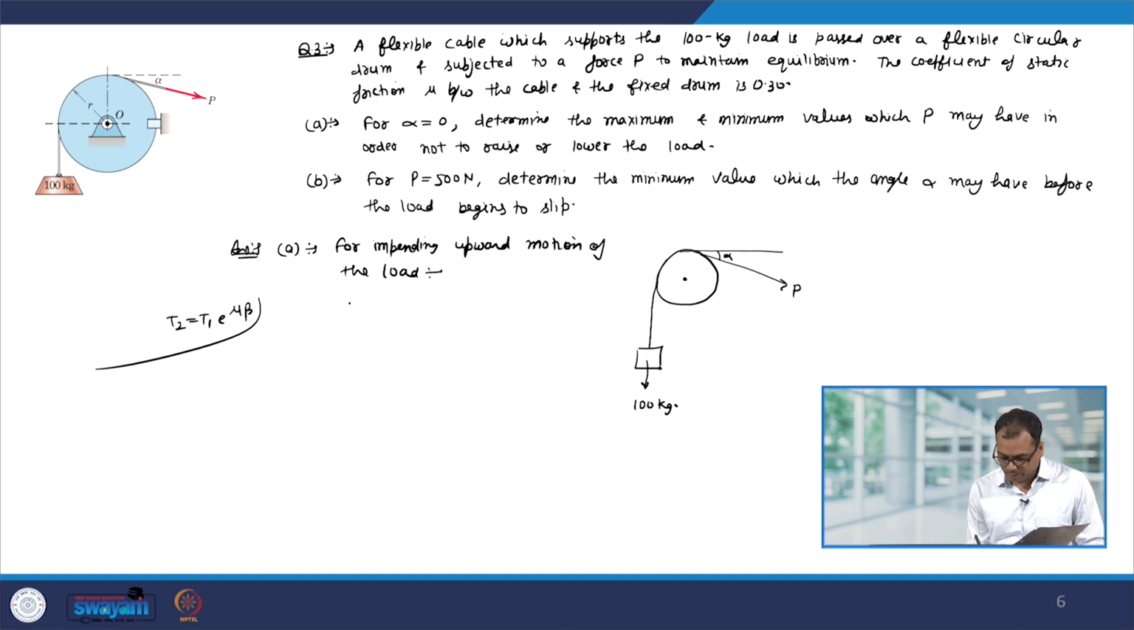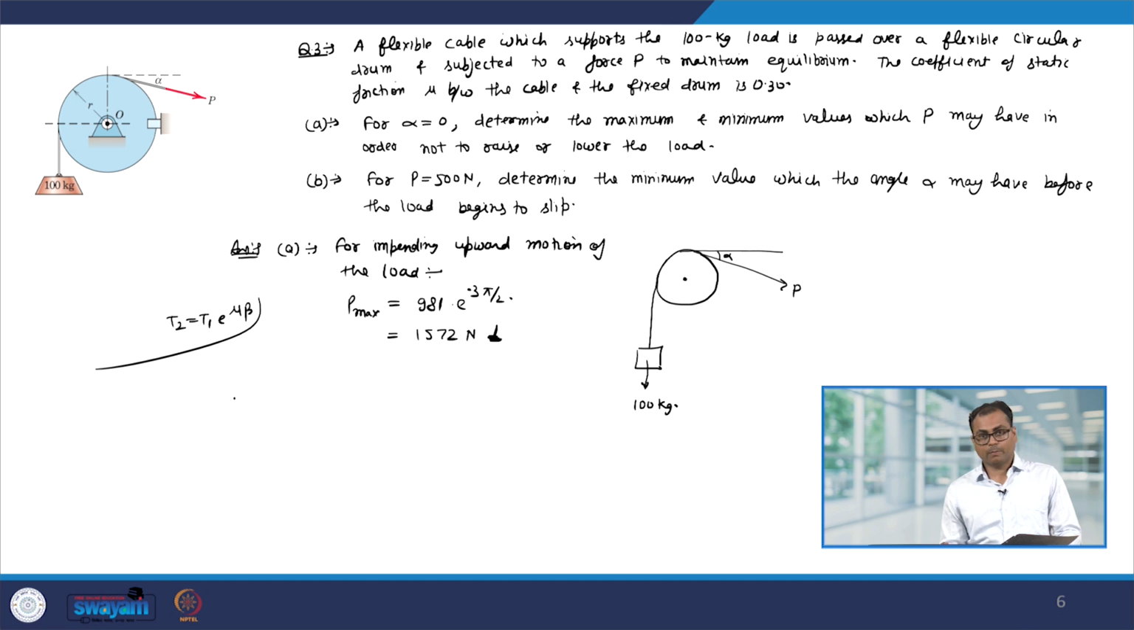my T2 will be P. Let us say this is P max equal to T1, T1 is 100 into G, so that becomes 981, e to the power mu is given 0.3 and beta, because alpha is 0, this becomes pi by 2. So, therefore, P max becomes 1572 Newton. Now, if the impending motion of the block is downward, in that case T2 becomes 100 kg.